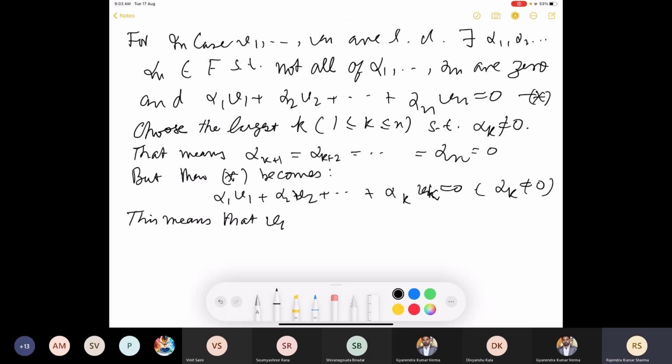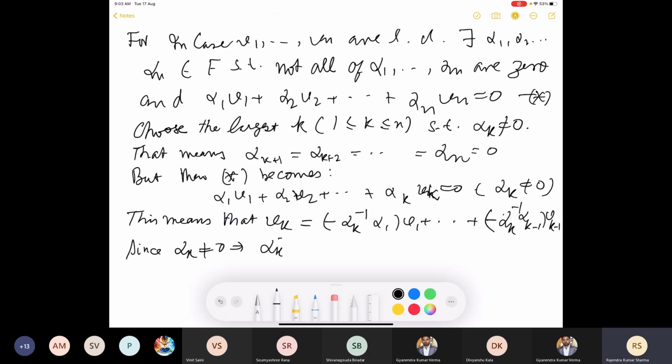And this obviously means that you can write this vk as a linear combination of v1, v2, ..., v(k minus 1), where the coefficient of v1 will be minus alpha k inverse alpha 1, and so on up to minus alpha k inverse alpha (k minus 1) v(k minus 1). Now alpha k not 0 means that alpha k inverse exists, as this is a field, and in a field every non-zero element is invertible. So what we have got is that vk can be expressed as a linear combination of the preceding vectors, namely v1, v2, ..., v(k minus 1).